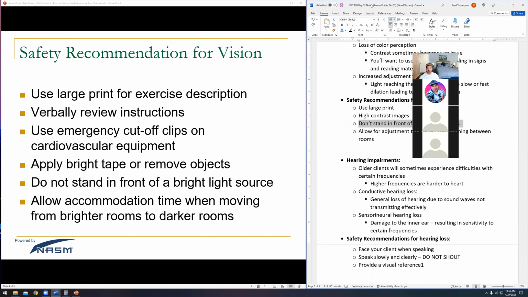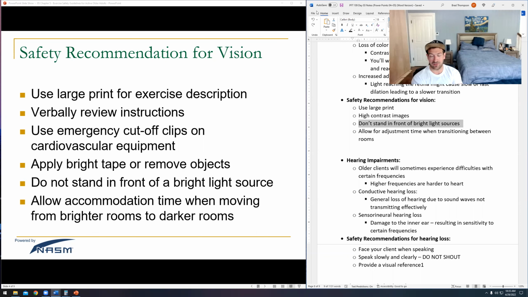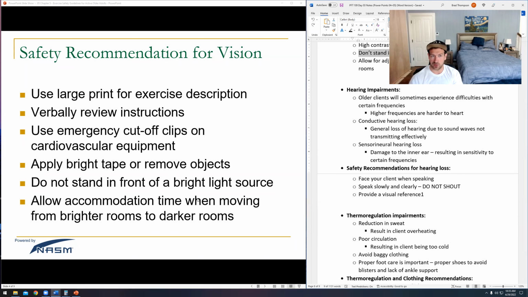I don't know how long it was until I finally noticed that one day, but eventually I just flipped it around, and I would stand and I'd be blind. I'd be like, so you're going to go like this, and that way my client could see what I was doing. And then just give your client time to transition when you're moving between rooms, like I said.